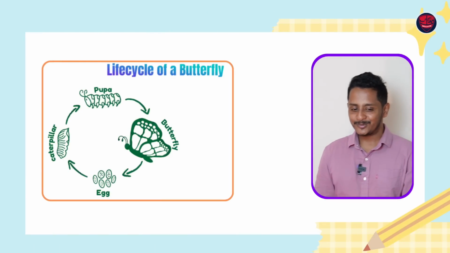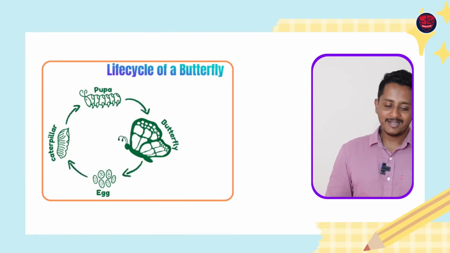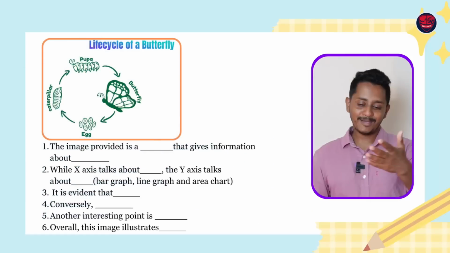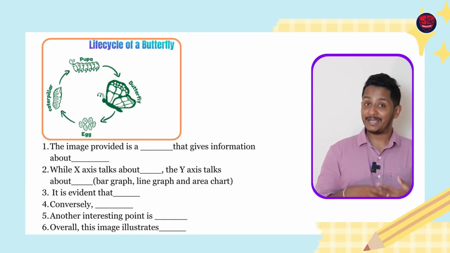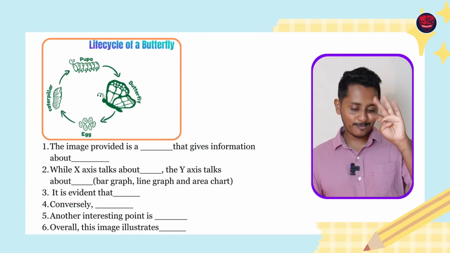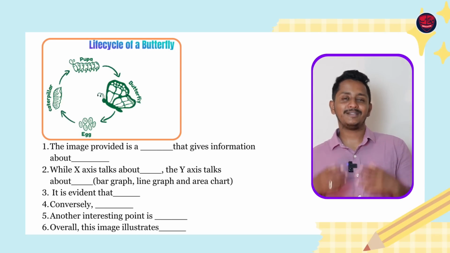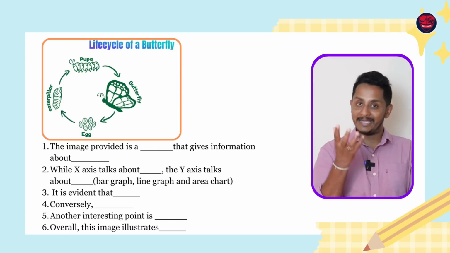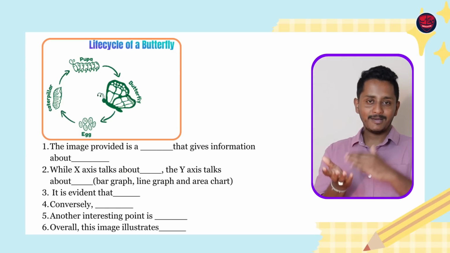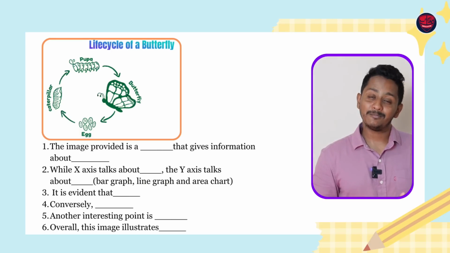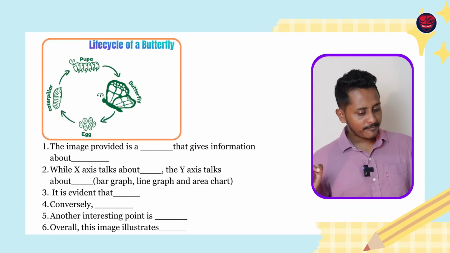All right, we go to the last one, life cycle of a butterfly. I think we can start. The image provided is a picture that gives information about life cycle of a butterfly. This is a 4-step process. Firstly, it is evident that the first step in this life cycle of a butterfly is laying eggs. Once the eggs are laid, probably it will take some time to become caterpillar, which almost looks like a leaf.